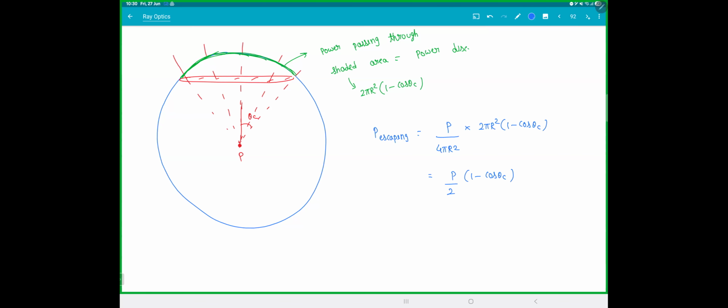So every light ray that passes through the disk would also pass through the green surface, isn't it? If there is no water, so the power must be same. This is kind of like the flux question. So if you kept a charge Q in the center and if I ask you to find the flux passing through the disk, that is same as the flux passing through that green area. All clear with this?